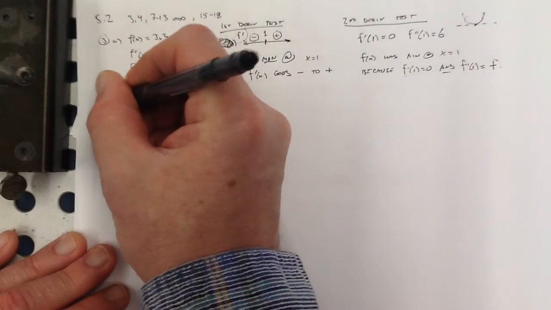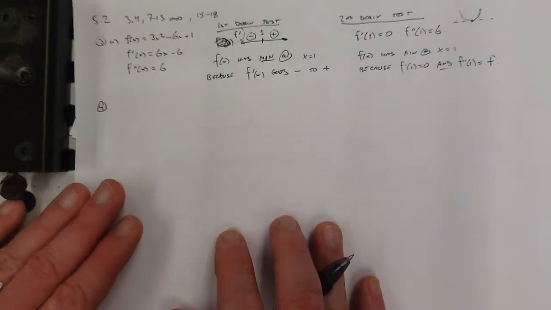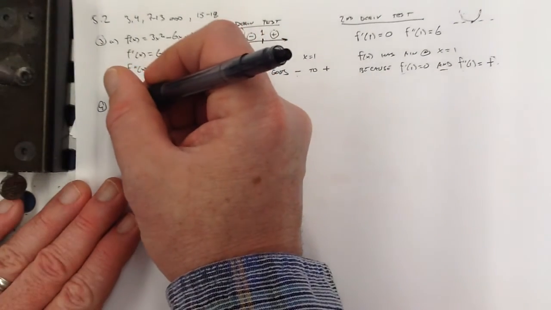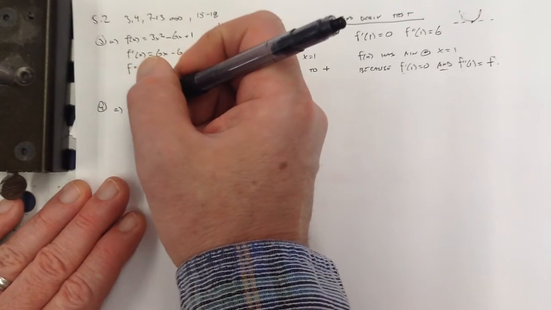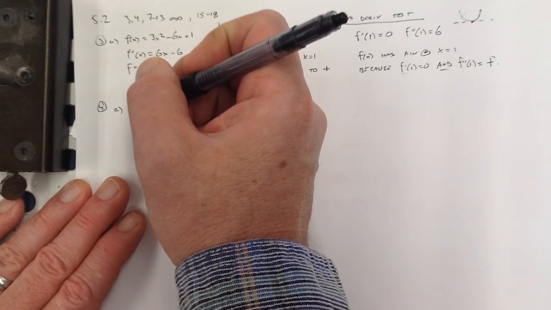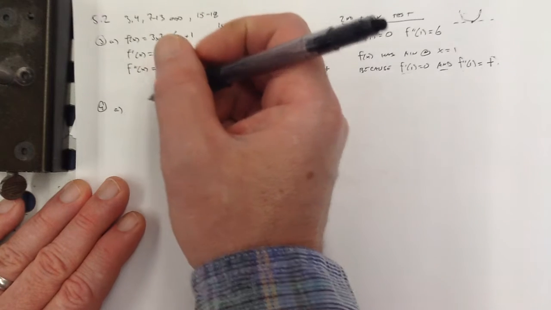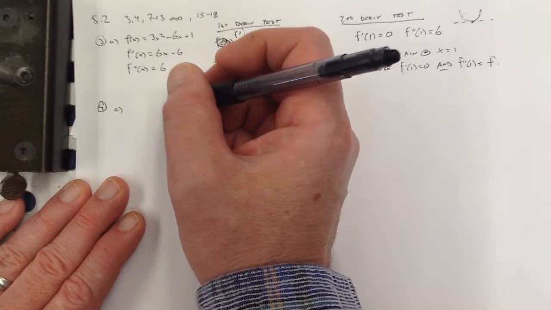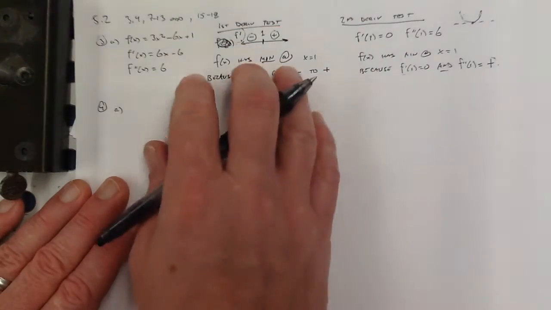All right, let's do it again. Number 4, I've got the function sine squared of x. Oh, is there a b in this one?